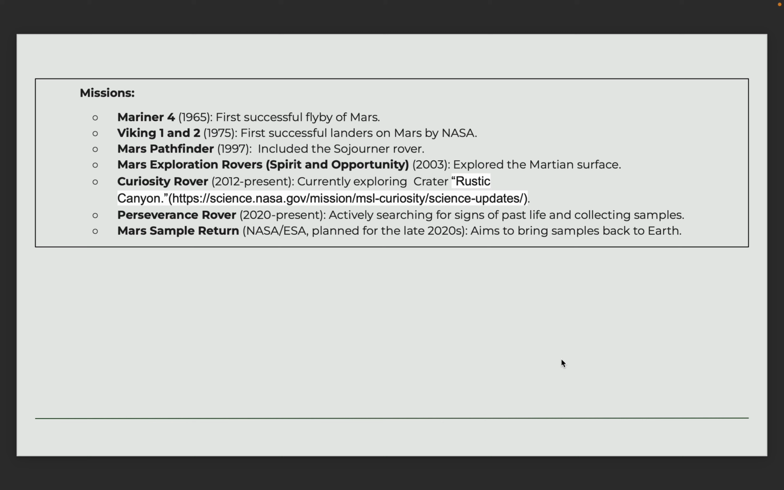Another mission after 2003 was the Curiosity rover, which was sent in 2012 and is currently active. It is exploring a crater. Here I have given the link which updates the status of the Curiosity mission from the NASA website. And the Perseverance rover was a very recent mission. It was sent in 2020. It is actively searching for signs of any past life and collecting samples.